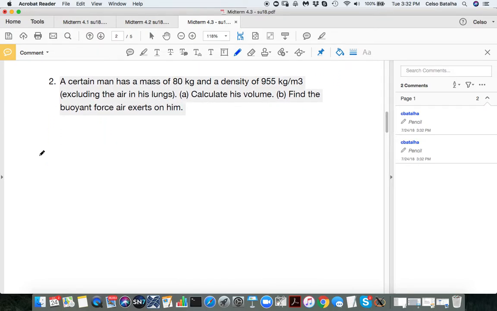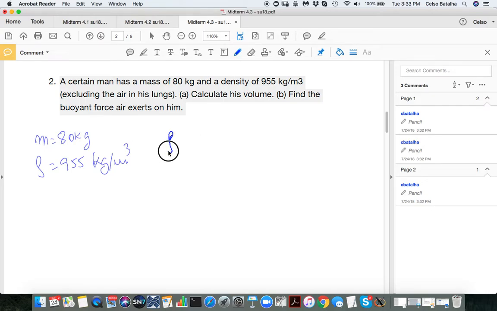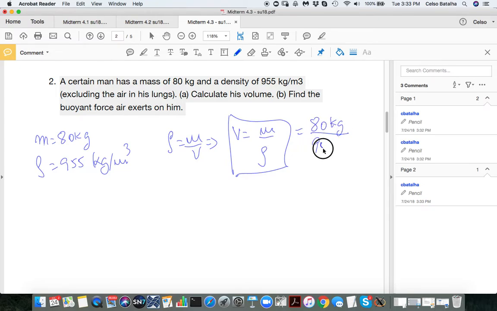A certain man has a mass of 80 kilograms. The density is given. Calculate his volume. The definition of density is mass over volume, and then we can figure out his volume. Make sure you plug in the proper units. The mass is 80 kilograms and the density should be in kilograms per cubic meter, and that's the case, so we are good here. Then we find this number.